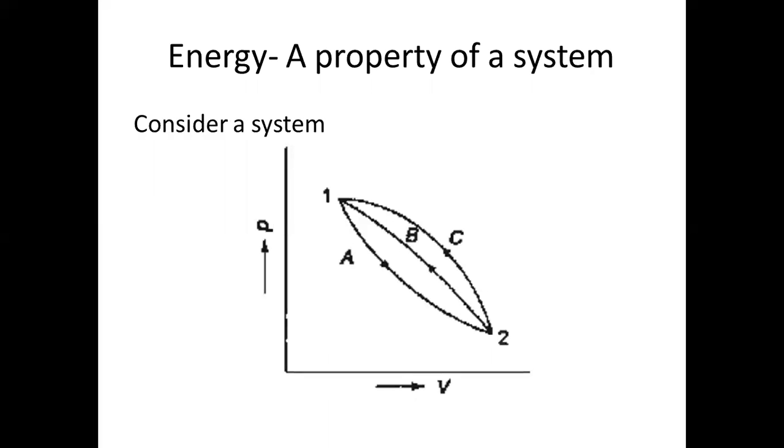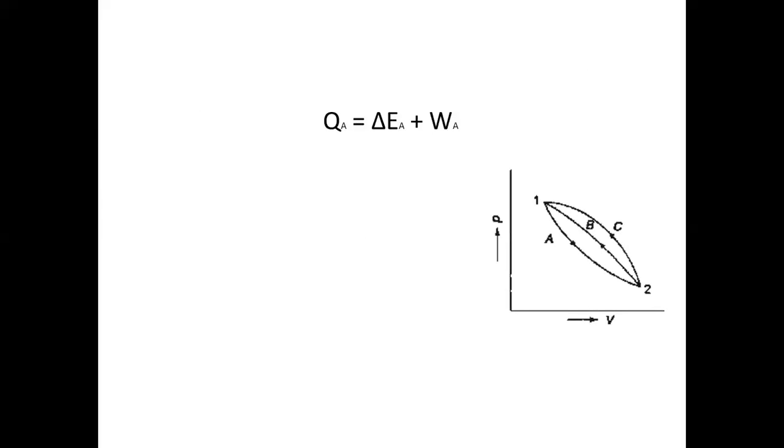Next concept is energy. Energy is a property of a system or capacity to do work, and it is a property of the system. Because heat and work are path functions, they are not properties of the system, but energy can be taken as a property of the system. For demonstrating that, you can consider the system which goes from state 1 to 2. While going from 1 to 2, if it follows path A, then we can write the first law of thermodynamics equation as QA is equal to delta EA plus WA. And if it follows path B, then QB is equal to delta EB plus WB.